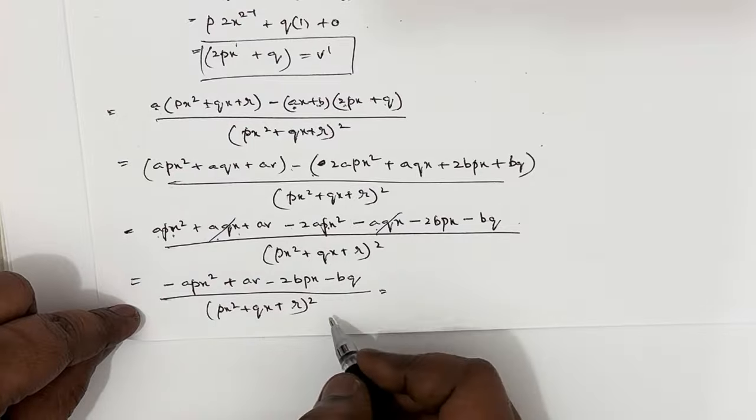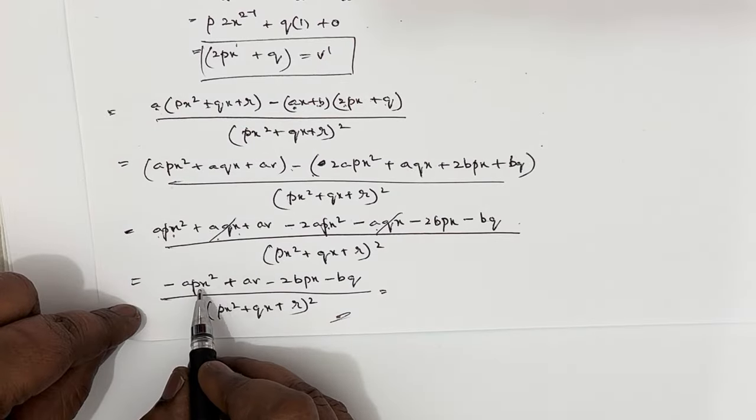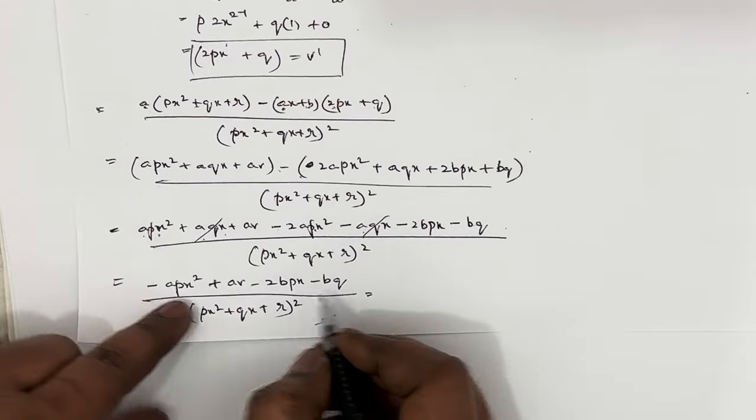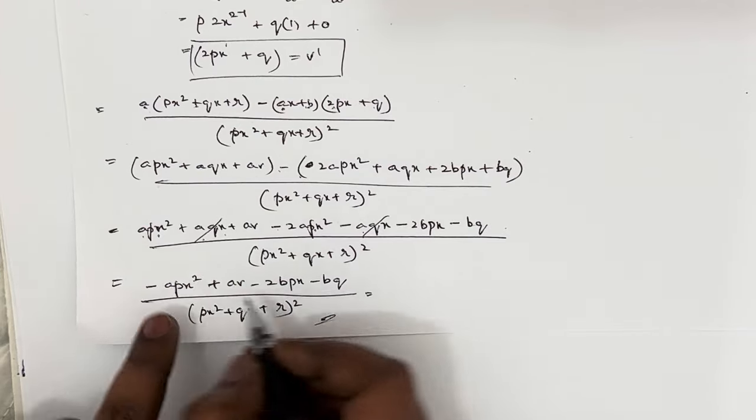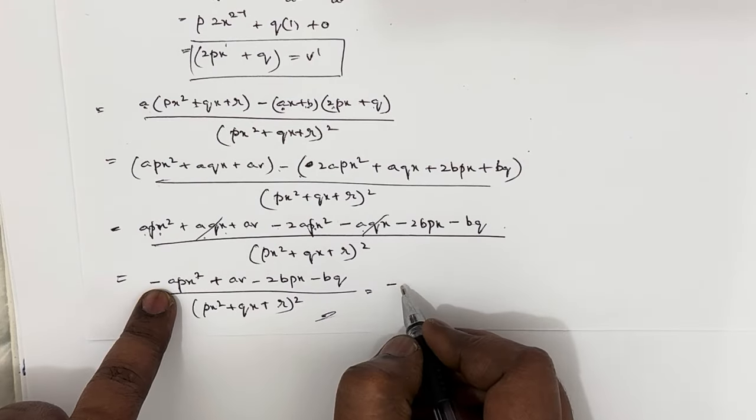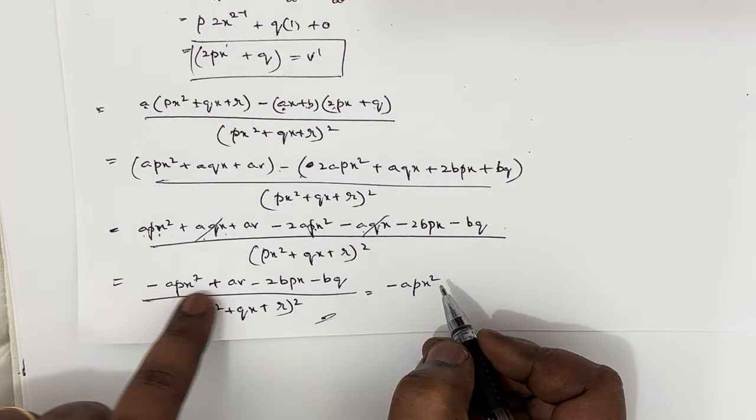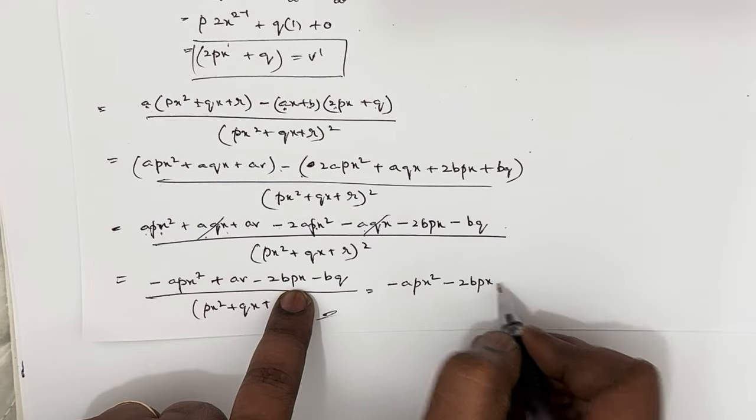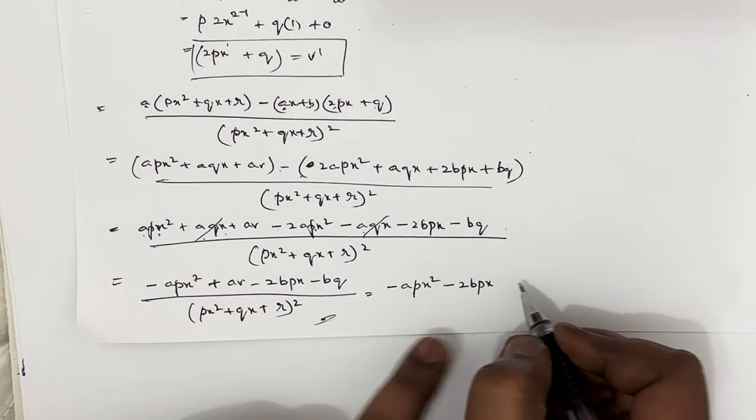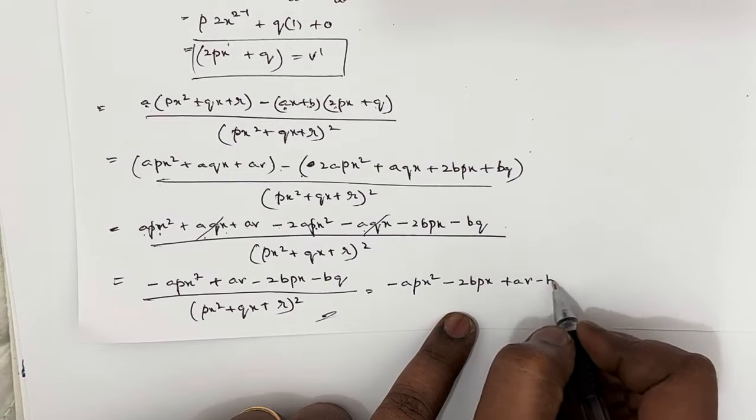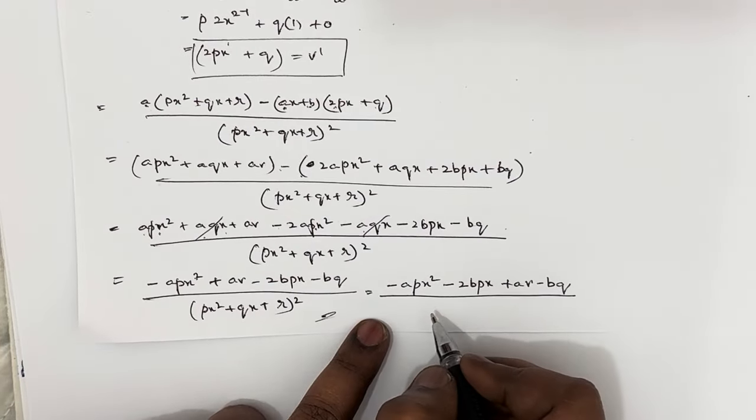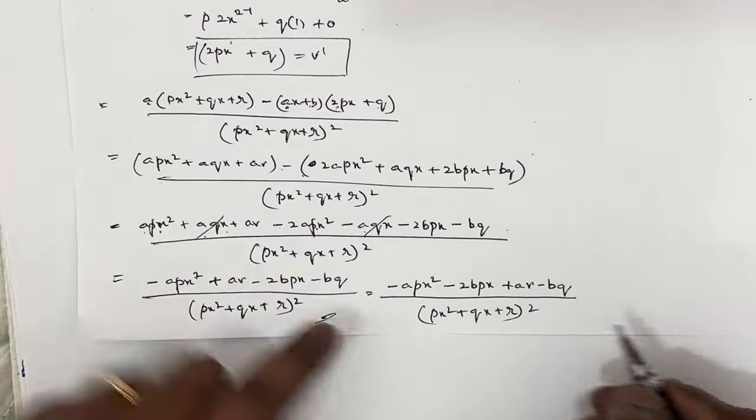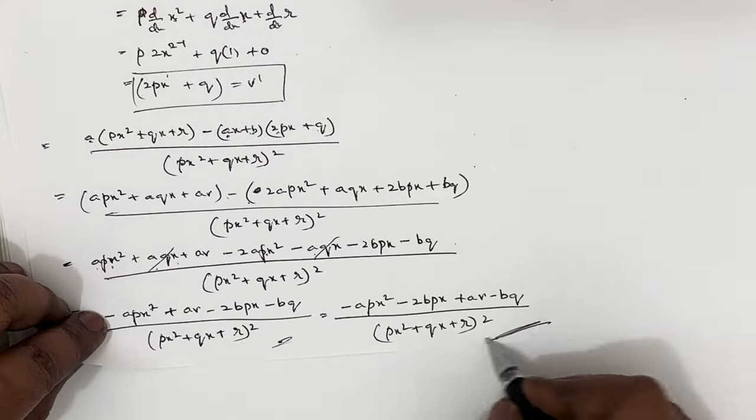We can just leave it this way as the answer, but we are arranging this according to its power, in descending order, like the ax² + bx + c form. The highest power is this one, so we write negative apx², the next one is x raised to 1, so minus 2bpx. The next, these both are constants, so plus ar minus bq, upon (px² + qx + r) whole square. So this is our final answer. That's it.